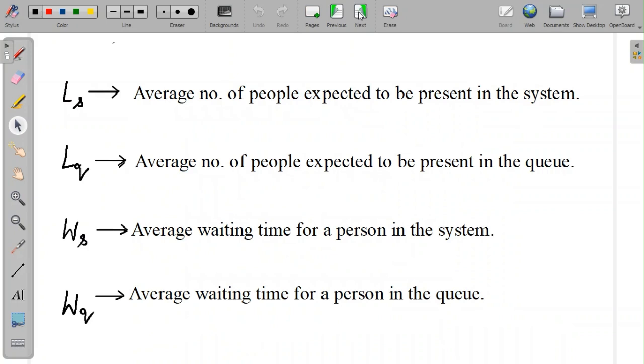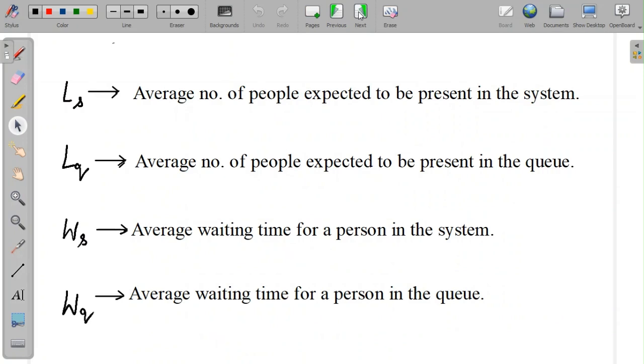And then we have these notations which will help us identify various answers connected to the queuing model. The first of them is known as Ls. Ls will denote the average number of people expected to be present in the system at any point of time. Lq will denote the average number of people expected to be present in the queue. The queue and the system are different. The system is the queue plus the counter where the service is offered. So we use different notations for both. The system is denoted by Ls and the queue is denoted by Lq.